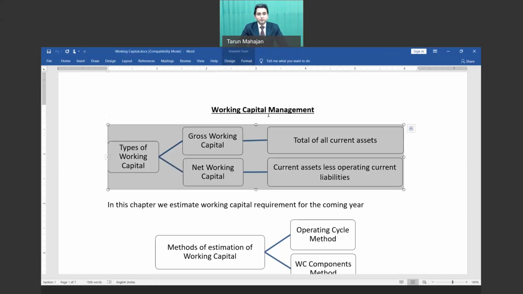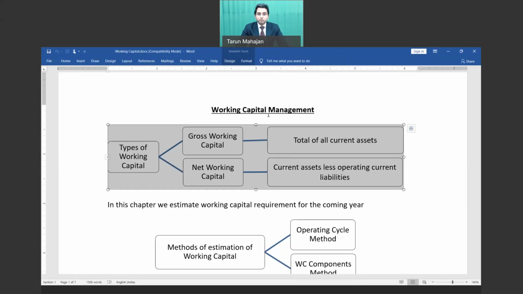Okay. Working capital management. Now there are two types of working capital. One is the gross working capital, which is total of all current assets only. And the other one is net working capital, that is current assets minus current liabilities.